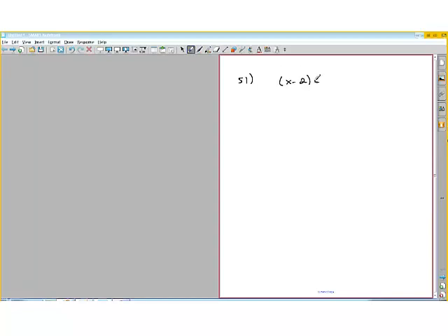x minus 2, y prime plus y is equal to 1. Just put it in standard form. That means divide every term by x minus 2. So we get y prime plus 1 over x minus 2 times y is equal to 1 over x minus 2. Okay, standard form. What's p of x? 1 over x minus 2.